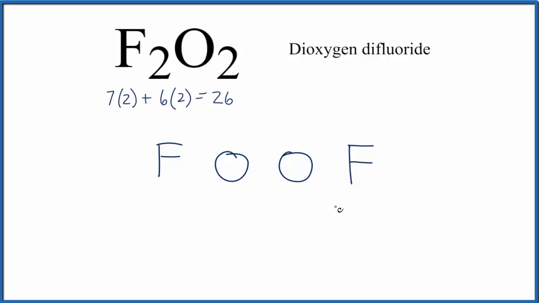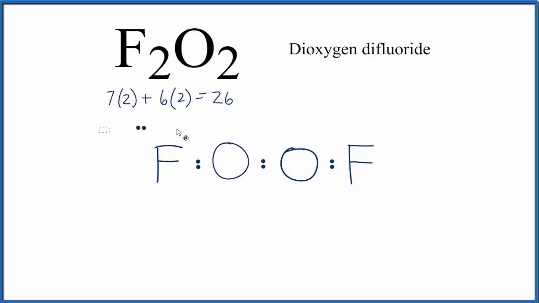So to do the Lewis structure, we have 26 valence electrons. Let's put 2 between atoms to form the chemical bonds. We've used 6 valence electrons. We have 20 more. Let's put those around the outside atoms so they have octets. So we have 2 here. That gives this fluorine 8. It has an octet. We'll do the other fluorine.